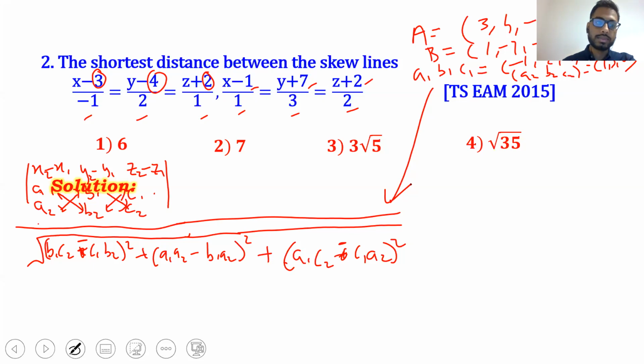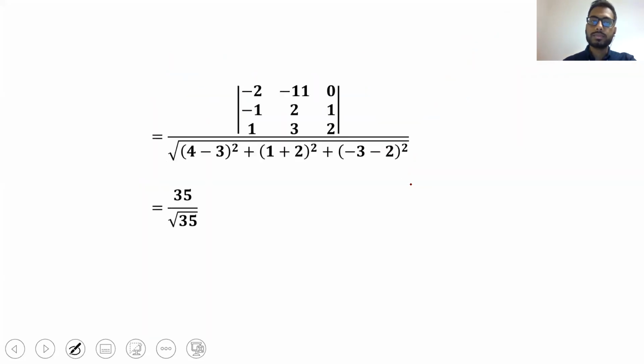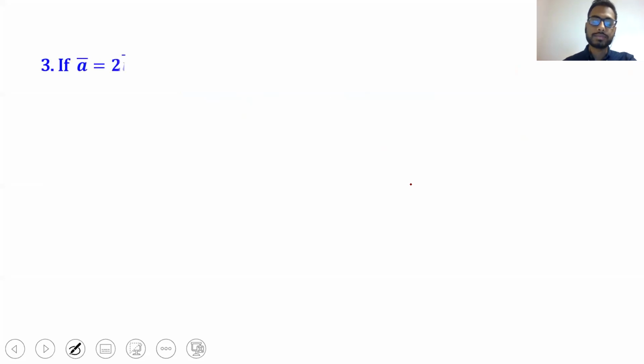So let's see the solution. As I said, we get the point first, then our ratios. Just substitute those values, and that is the final answer. 35 upon root 35, the root cancels out. The answer is equal to under root 35.